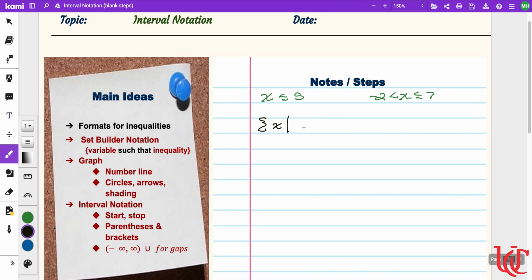So if we had the first one, we could say x is less than or equal to 5. So what you're looking at is the right-hand side of the set builder notation, which will give you that inequality that you have. If we were doing set builder for the second one, it would be the braces x, because that's the variable we used, such that -2 is less than x is less than or equal to 7. Okay. So that's just a little bit added to the set builder notation.